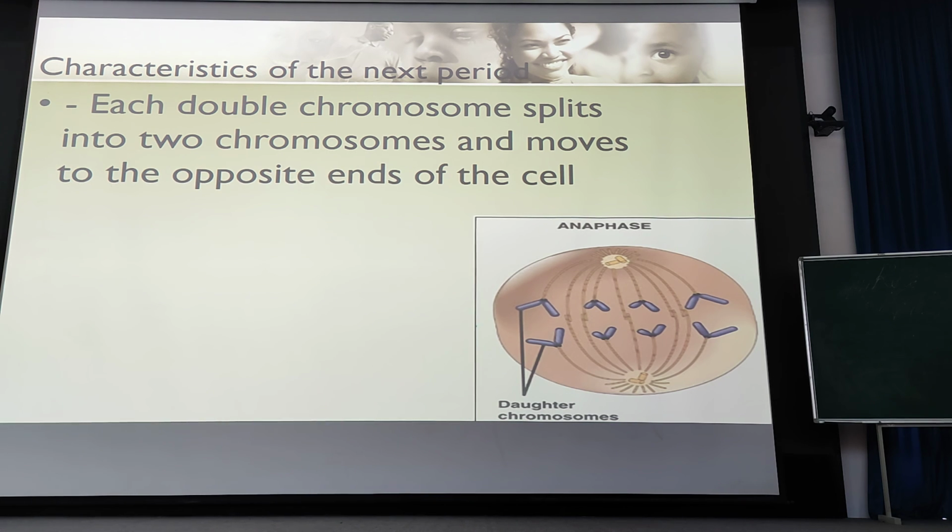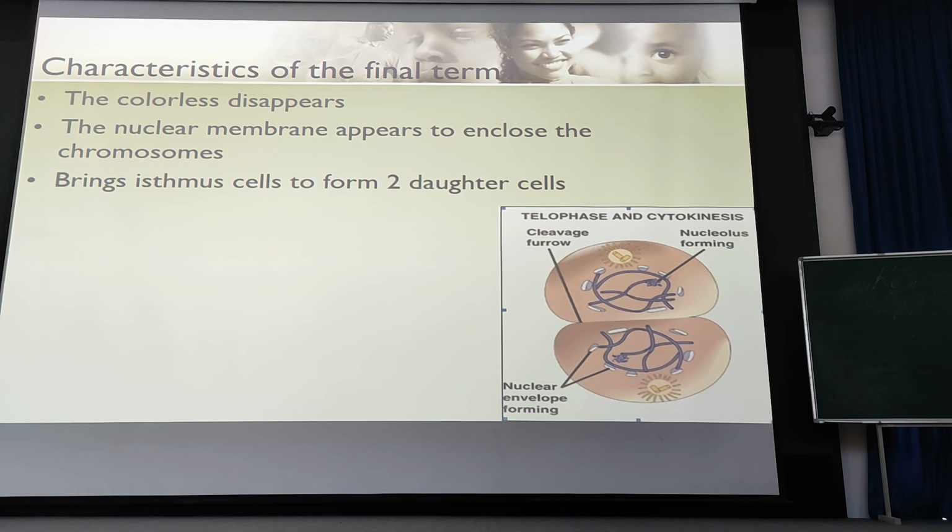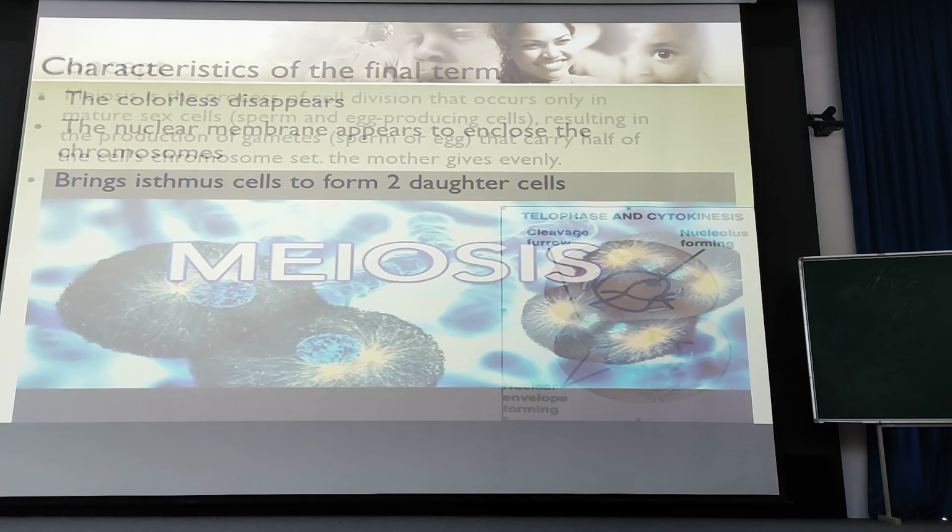After metaphase is the next phase, anaphase. Each double chromosome splits into two chromosomes and moves to the outside end of the cell. And the last is telophase. The spindle disappears, the nuclear membrane appears to enclose the chromosomes, and the last step is the cytoplasm dividing to form two daughter cells.